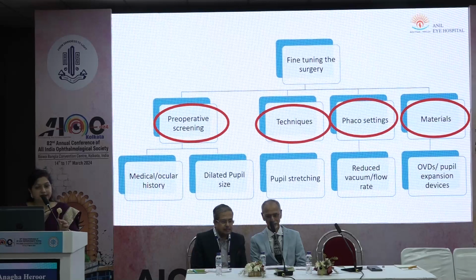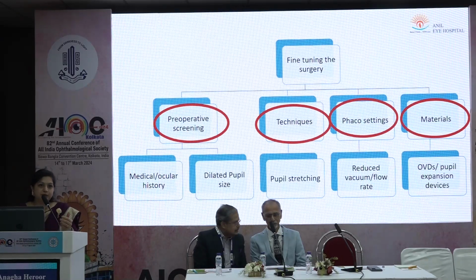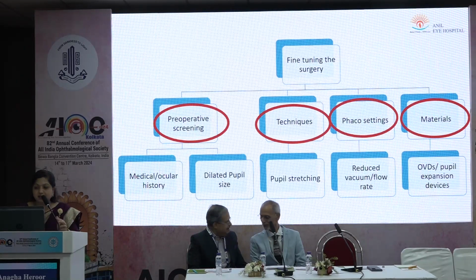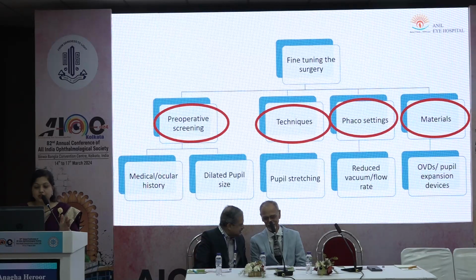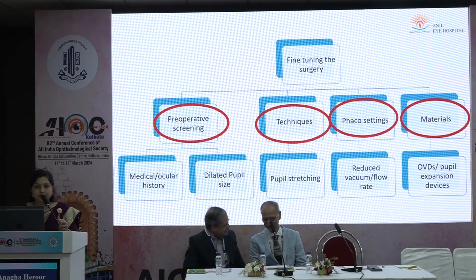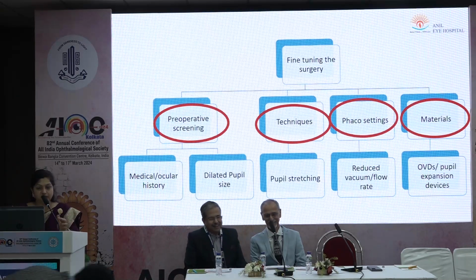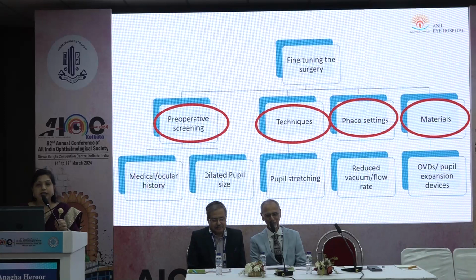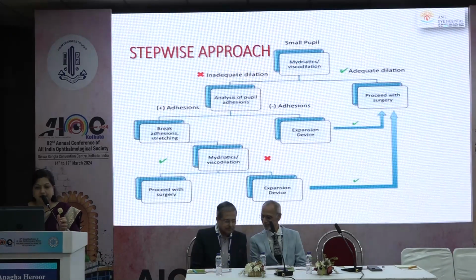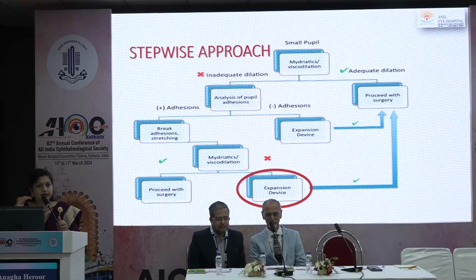What techniques are you going to use? Whether you're going to use a pupillary stretching method or you're going to use pupillary expanders. What would be the phaco settings? Usually you need to use a reduced vacuum and a reduced flow rate, especially in cases of IFIS. And you need to have your armamentarium ready with the right viscoelastics, OVDs, and the pupillary expansion devices. So you need to follow a stepwise approach.